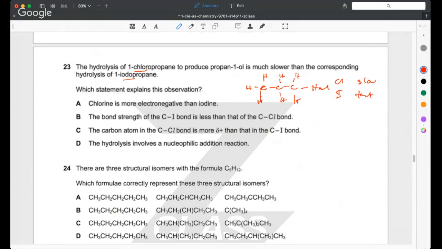And iodine has the much weaker bond. So that bond is going to break much more easily for iodine than it is for chlorine. And it's for that reason that the iodine compound reacts faster than the chlorine compound.